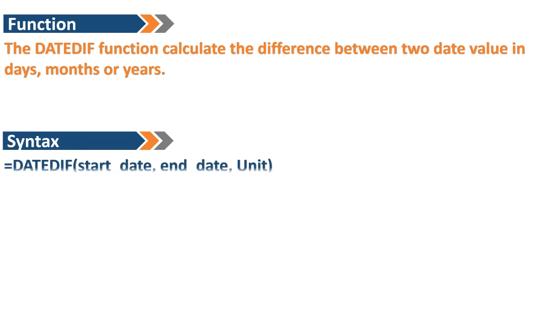Syntax for the DATEDIF function is DATEDIF. First argument start date, second argument end date, and third argument is a unit. So there are three arguments in this function. First is start date, second is end date, and third is your unit, depending on your requirement. Start date is your date from where you want to calculate the duration. End date is your date till when you want to calculate the duration, and unit depending on your requirement.